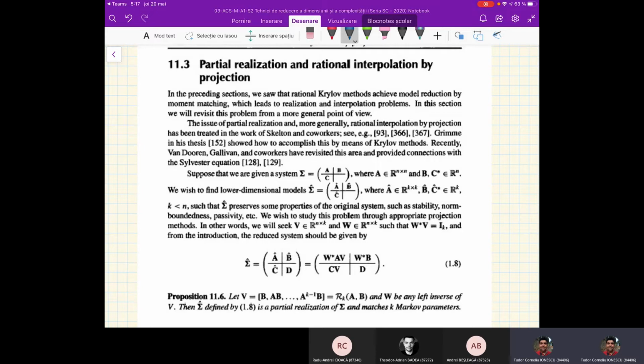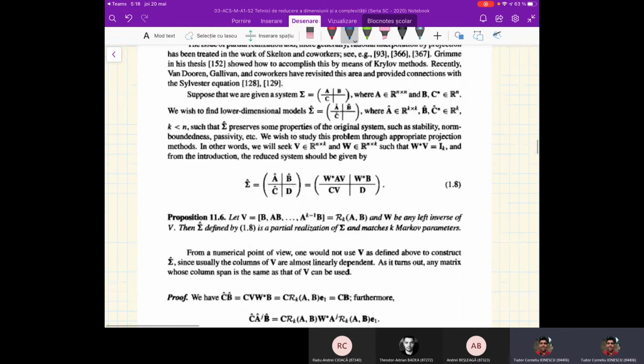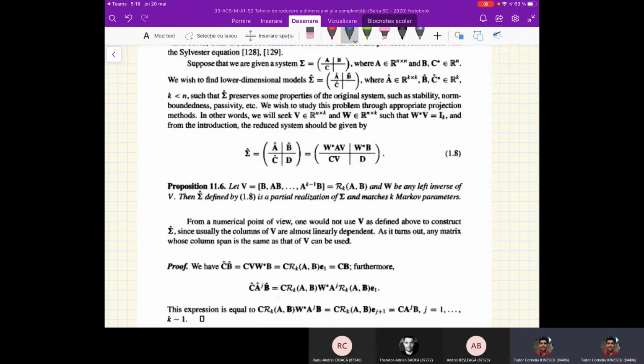You remember we discussed that in chapter 4 or 5, I can't remember exactly. We discussed specifically the realization problem of a transfer function. Okay, so suppose we have a system sigma given by A, B, C. This is also still a SISO system. We wish to find the lower dimensional system sigma hat, such that sigma hat preserves specific properties of the original system: stability, norm boundedness, etc. And we'd like to build our system.